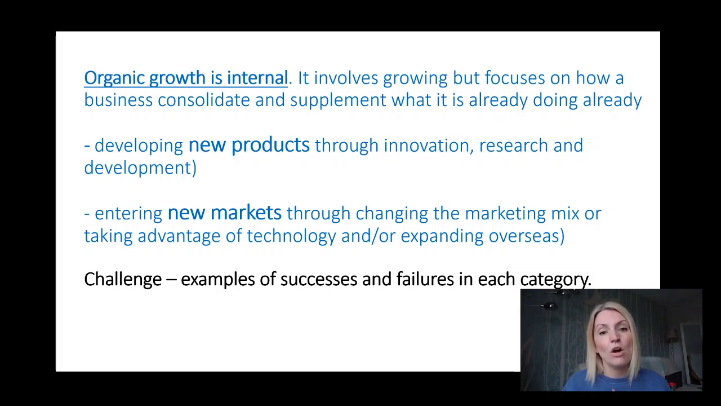It could also expand its marketing mix, so price, product, place or promotion, and maybe expand its product overseas. It might develop the different types of promotion it does, or it might adapt the use of technology.